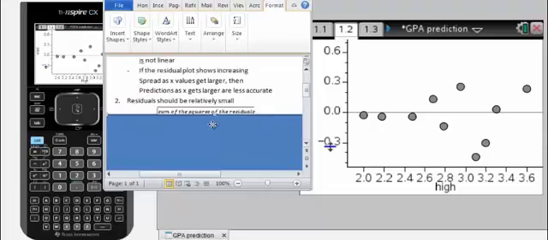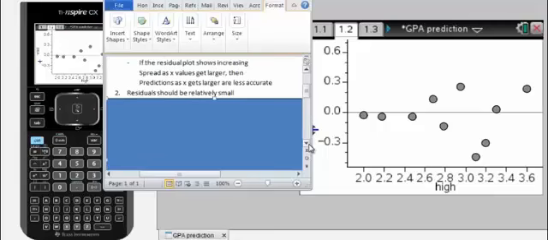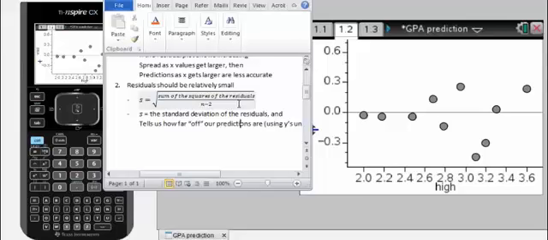There's one other thing that you should know, and that is that the residuals should be pretty small. You shouldn't have too many big gaps. They should be relatively close to that mean and pretty small. Now, what does pretty small mean? There's actually a calculation that you can do, and that is to calculate the S. The S is the standard deviation of the residuals, and it tells us how far off our predictions are.